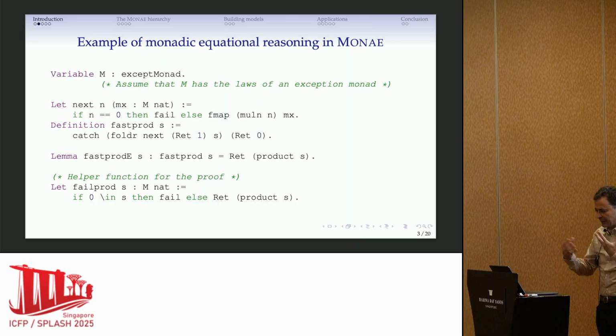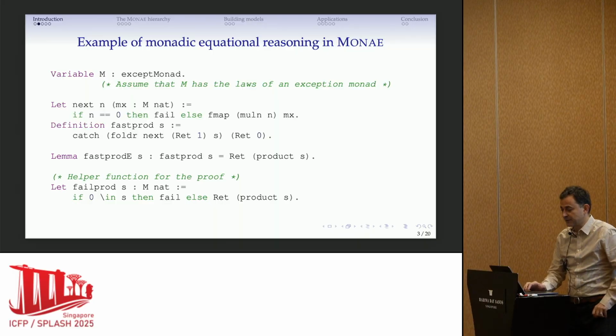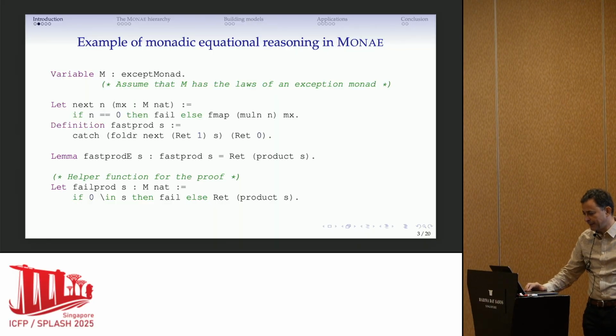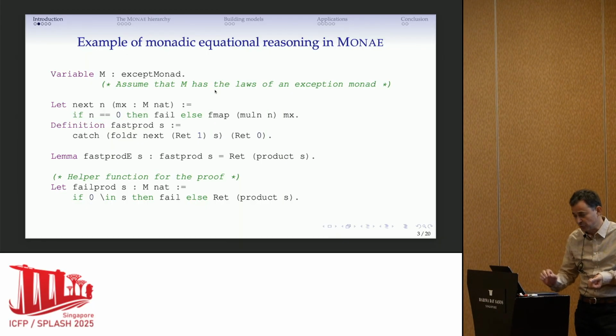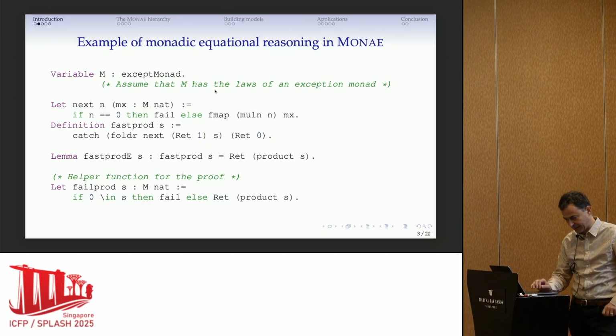I start with an example of the kind of equational reasoning we can do in Monae. First, you have to introduce a monad, and the monad is just an instance of the monadic interface. So I have a monadic interface corresponding to the exception monad. This means that M is a monad that satisfies the laws of an exception monad, but it doesn't have to be the exception monad itself. It could actually extend it.